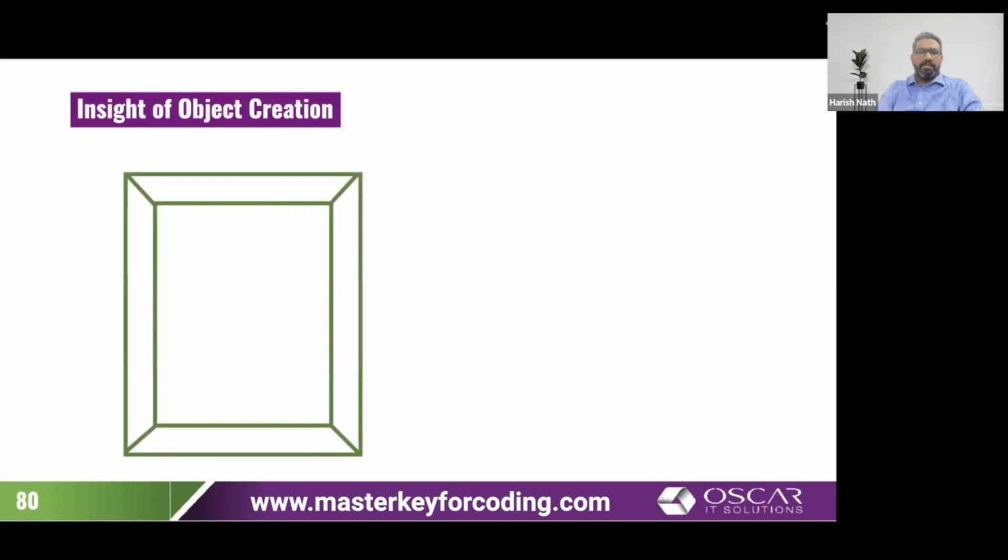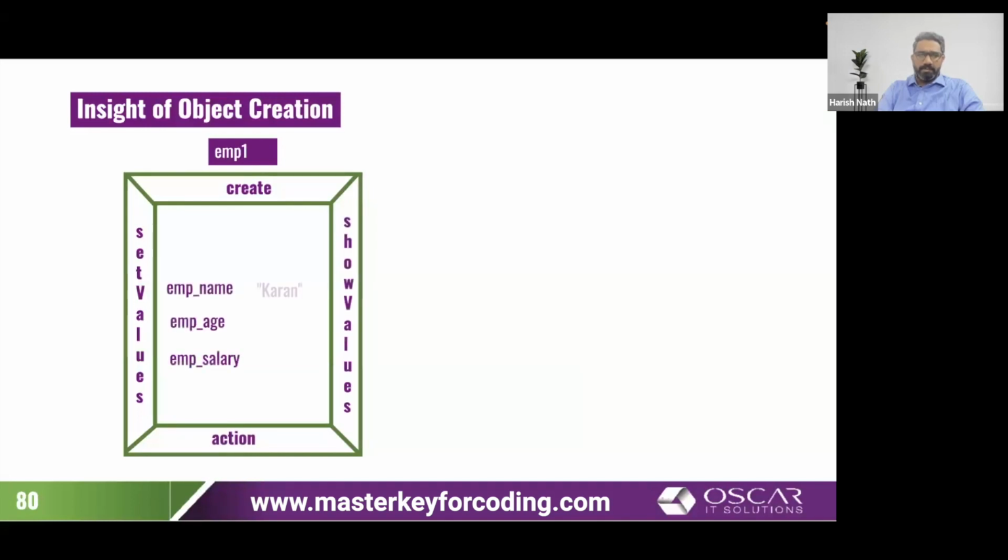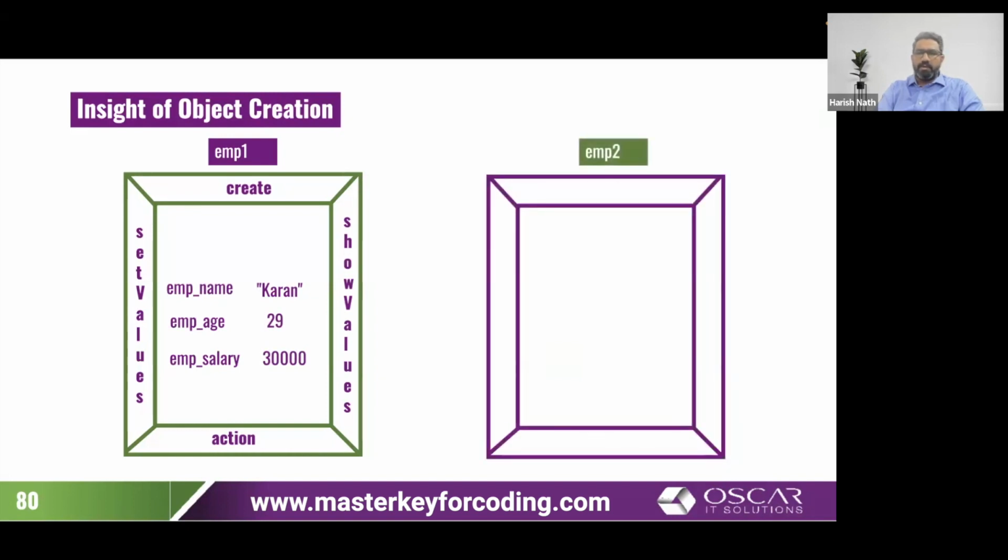Now inside of object creation, emp1 is created with the 4 methods surrounding the data members. Employee name is loaded with current 29 and 30,000. This is what that set values has done. Same way, employee 2 is also surrounded by its own member methods, and they work with its own data members. It has its own data members to work with.